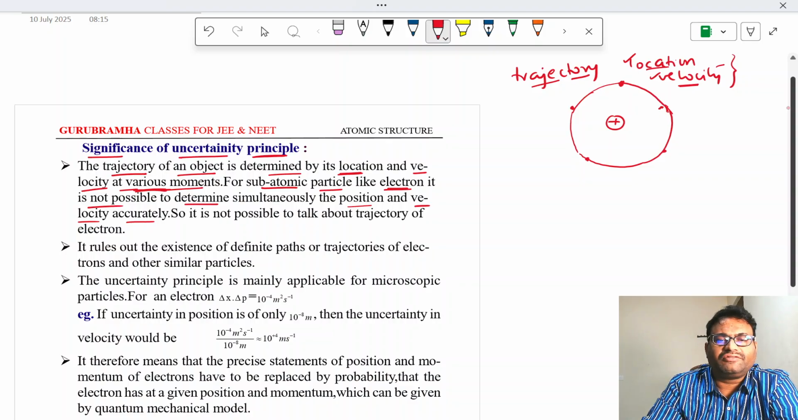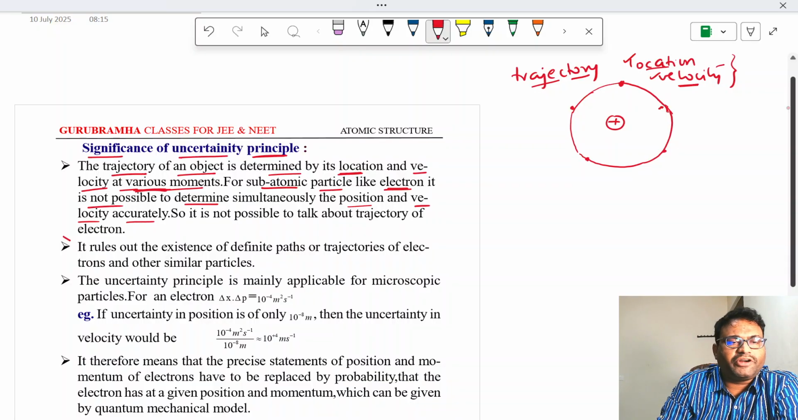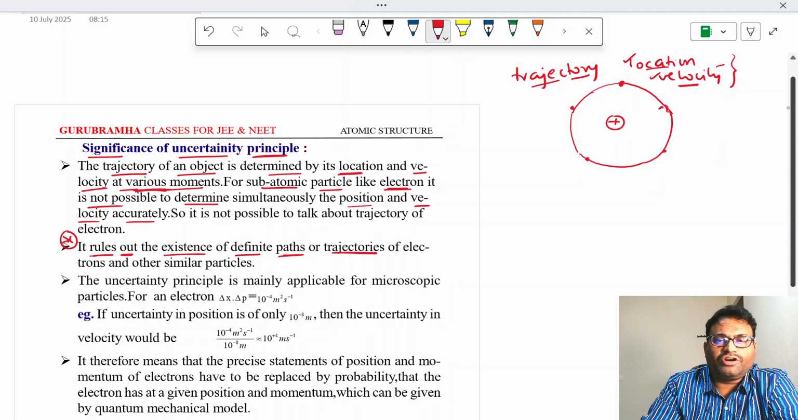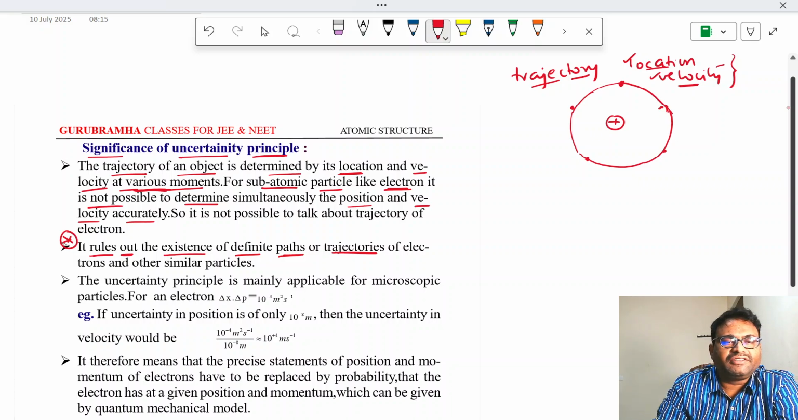So from that, he says, this point is very important, it rules out the existence of definite paths or trajectories. There is no definite path. The definite path concept was given by whom? Niels Bohr. From the Heisenberg uncertainty principle, he says that there is no trajectory of electrons and other similar subatomic particles. So this point is very important: there is no existence of definite paths or trajectories.